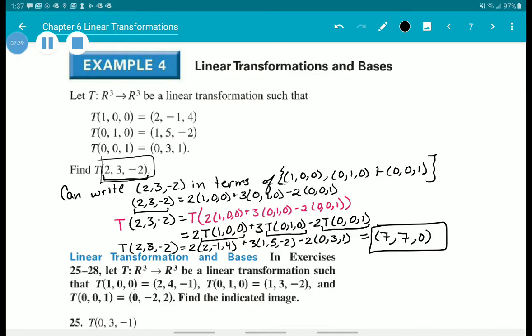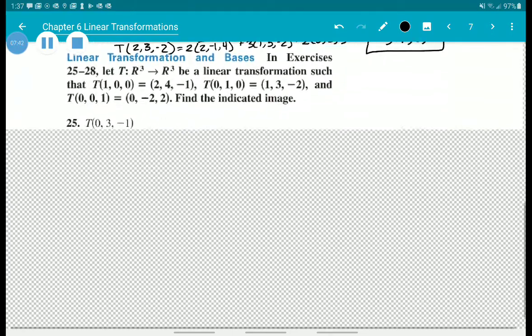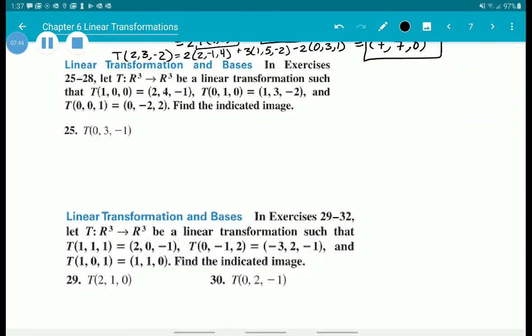So let's do another one then. Let's look at number 25. We want to find the linear transformation. So that transformation of 1, 0, 0, that's your I vector, is equal to 2, 4, negative 1. The transformation of 0, 1, 0 is equal to 1, 3, negative 2. And the transformation of 0, 0, 1 is equal to 0, negative 2, 2. We want to find the transformation of 0, 3, negative 1.